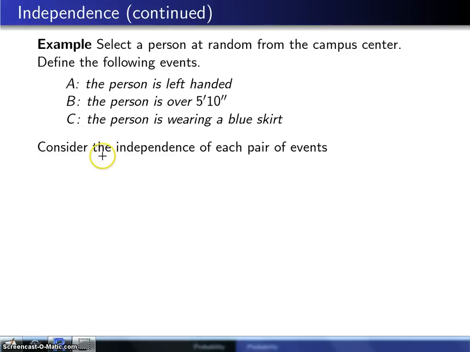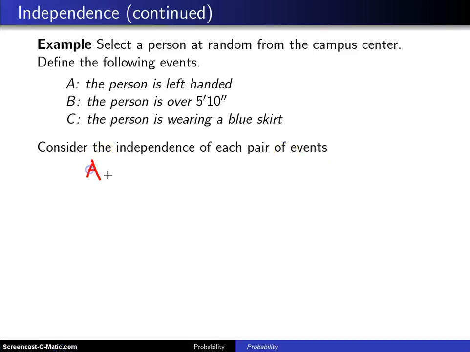We want to consider the independence of each pair of events. So let's start out with the events A and B. That is, someone is lefty and taller than 5'10". Now, as far as I know, there is no relationship between handedness and height, and because of that, I would consider the events A and B to probably be independent events.